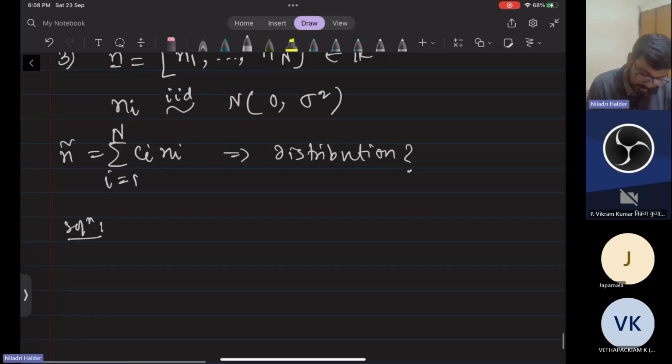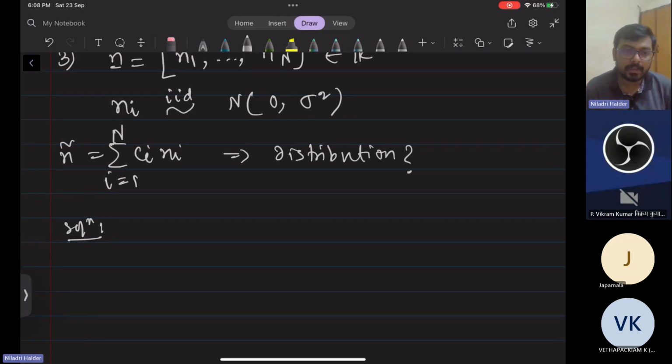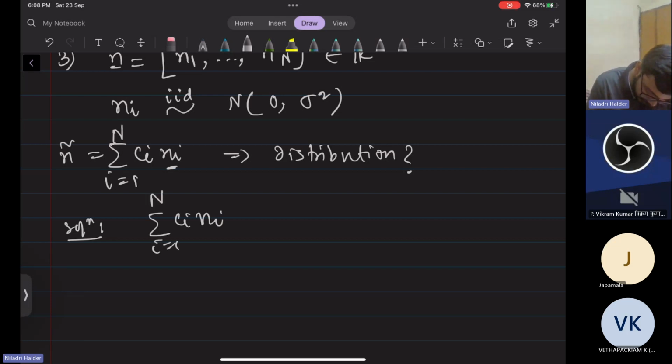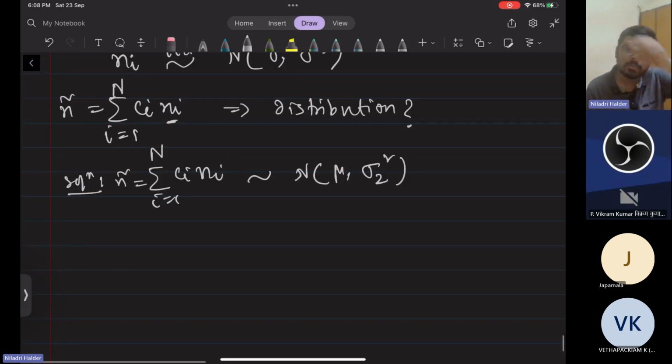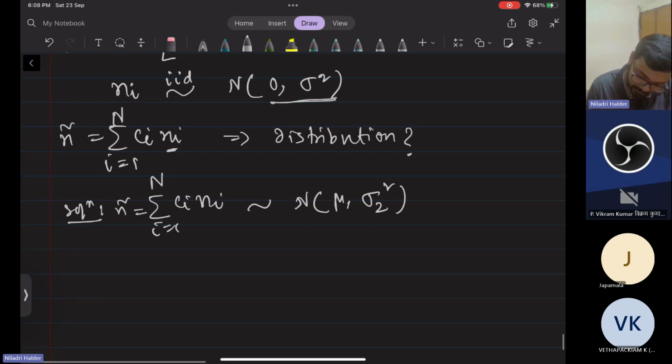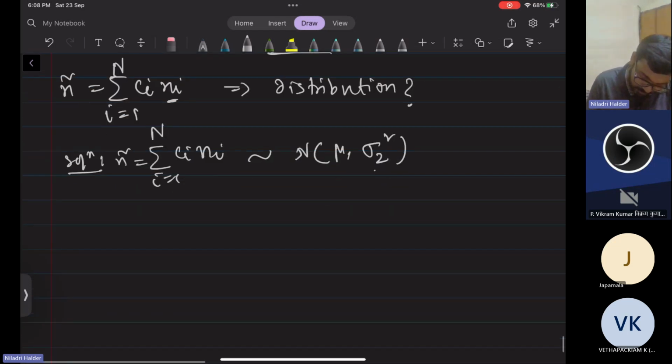So the solution is that this is a linear combination of these ni. That's why it will also be a Gaussian distribution. That's a property of the Gaussian distribution. So the summation of ci ni is also a normal distribution, but we need to calculate the mean and variance. Suppose the mean is mu and the variance is sigma 2 square. We can find mu and sigma 2 square as functions of these things. So how do we find them?